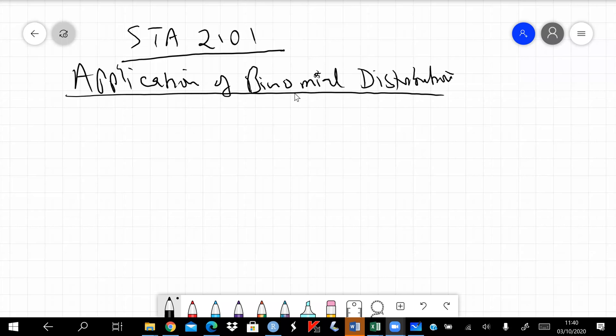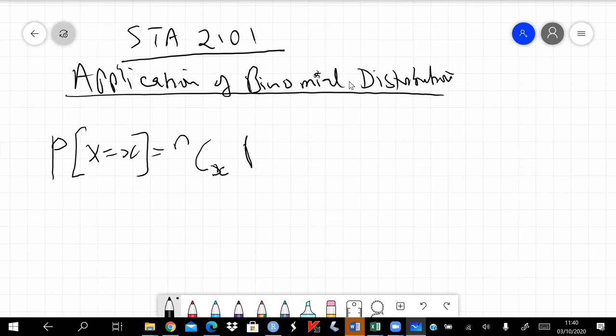Today we shall be looking at the application of binomial distribution. Recall that last week we looked at the formula that is used for binomial distribution. And the formula we gave was the probability of getting exactly X number of successes. The probability of getting exactly X number of successes is given by n combination x, multiplied by p to the power x, multiplied by q to the power n minus x.